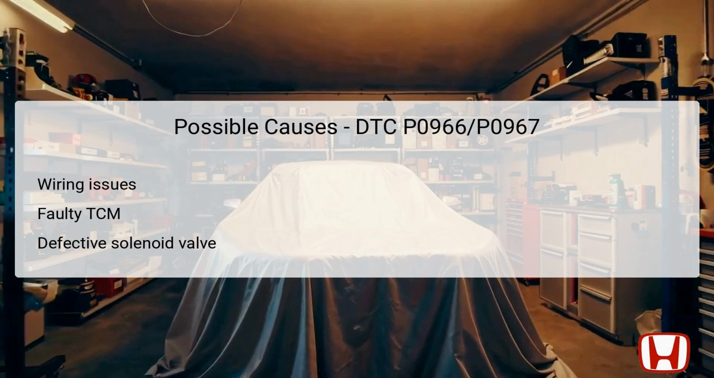Thirdly, the CVT-driven pulley pressure control solenoid valve itself may be defective, affecting its ability to regulate fluid pressure, which can result in either low current for P0966 or overcurrent scenarios for P0967. Identifying which component is at fault is critical in resolving these DTCs effectively.